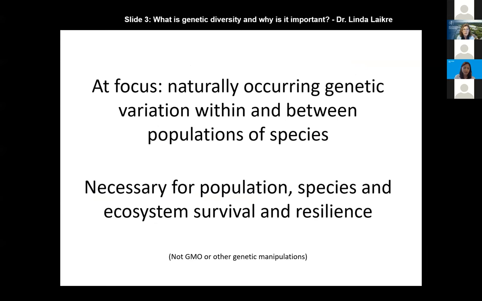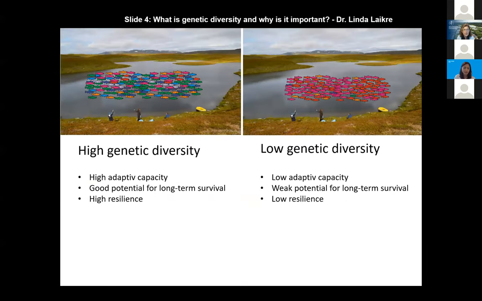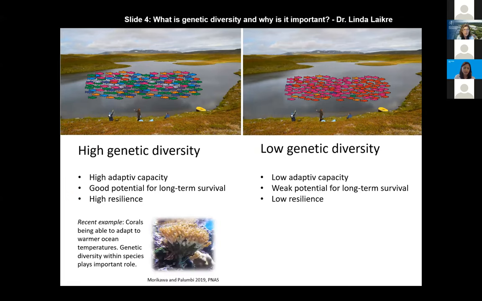genetic diversity. And we know from decades of research that high genetic diversity is associated with high adaptive capacity, good potential for long-term survival, and a high resilience for the population that contains this variation. Whereas depleted populations, with very little variation, are associated with low adaptive capacity, weak potential for survival, and low resilience. And there are many empirical examples of this.